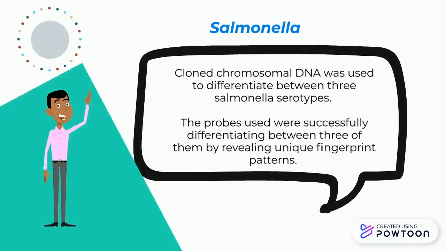In Salmonella, cloned chromosomal DNA was used to differentiate between 3 Salmonella serotypes. The probes used were successful in differentiating between the 3 of them by revealing unique fingerprint patterns.